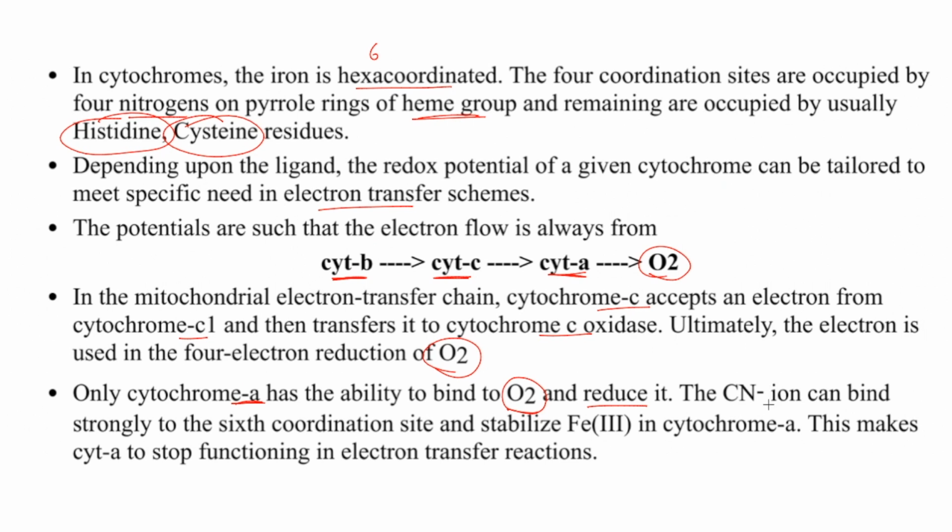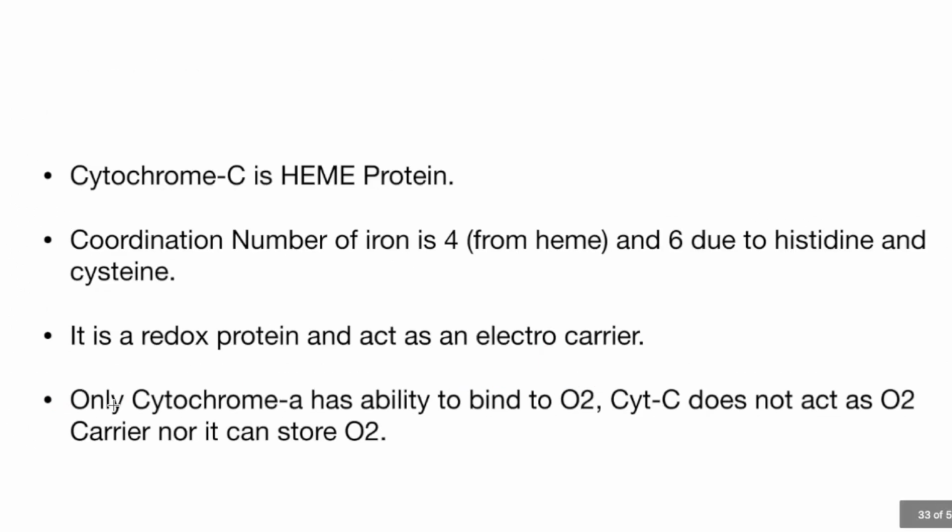Next is that the CN minus ion can bind strongly to the 6th coordinated site and stabilize iron plus 3 in cytochrome A. This makes cytochrome A stop functioning in the electron transfer reaction. So this point is all about the functioning of cytochrome A.